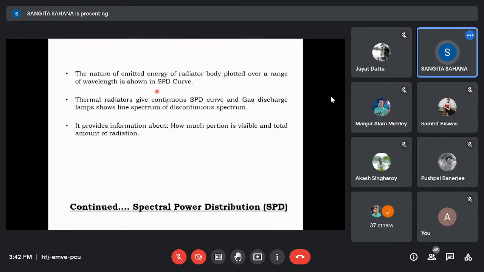So from the SPD curve, we can get an idea about the nature of the emitted energy plotted over a range of wavelength. The thermal radiators give continuous SPD, gas discharge lamps show line spectrum or discontinuous spectrum. So it provides information about how much portion is visible and total amount of radiation. So what do you mean by this? How much portion is visible?